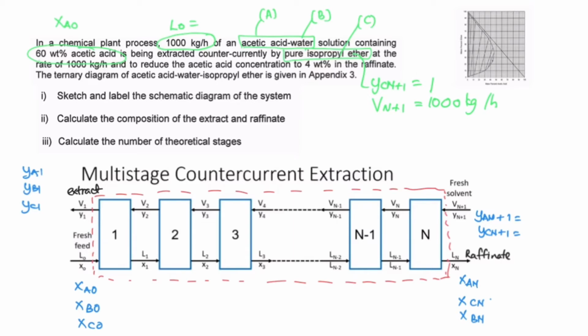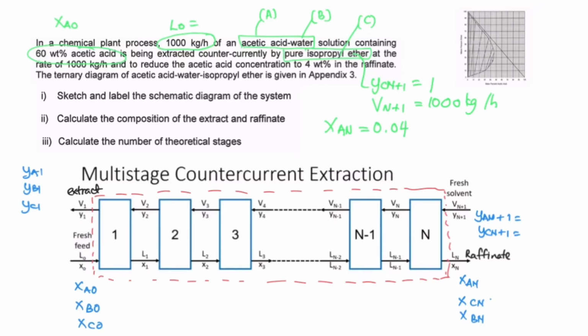So, by assuming that the raffinate and the extract components are in equilibrium state, therefore we can write XAN is equal to 0.04. Okay, so we use a mass fraction in this calculation because X and Y in the schematic diagram represent the mass fraction of the system.